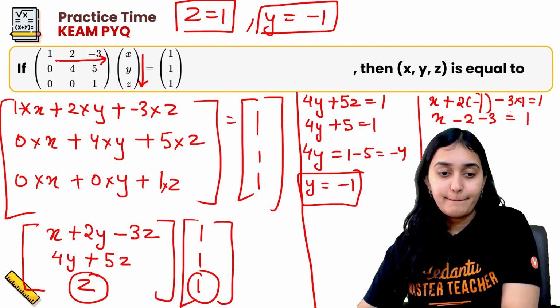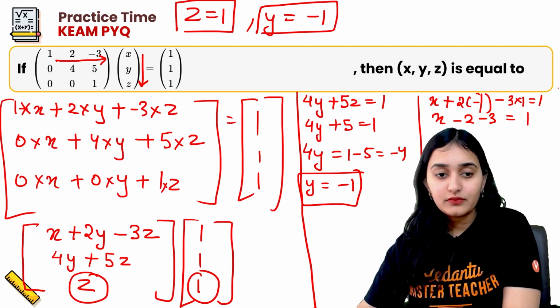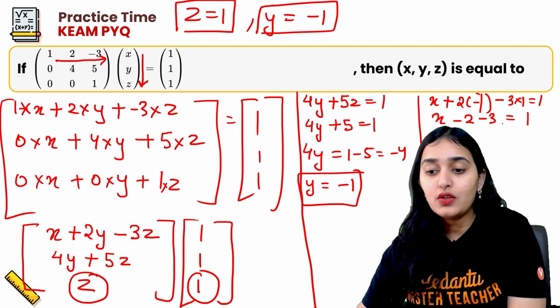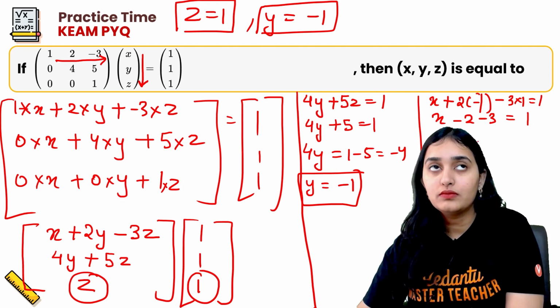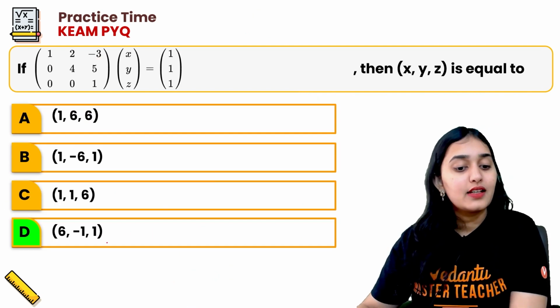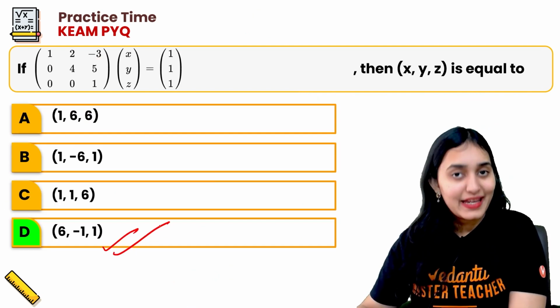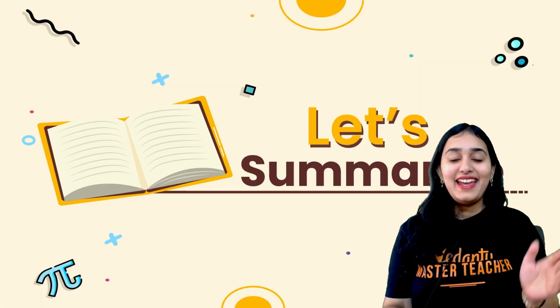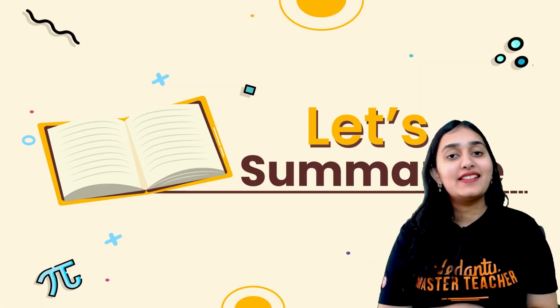So x minus 2 minus 3 is equal to 1. So we have x minus 5 is equal to 1. So x is equal to 6. So we should get x is equal to 6. So our answer is x is 6, y is minus 1, z is plus 1. Got the same answer, right? And the chapter is over now.